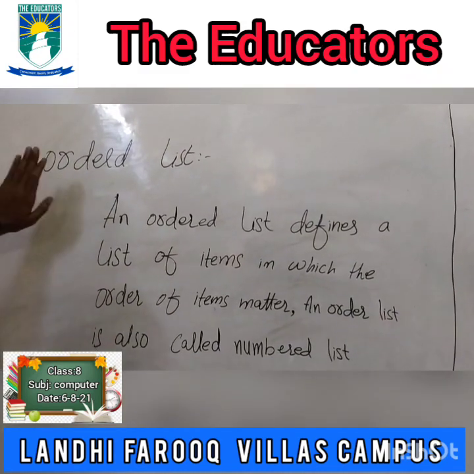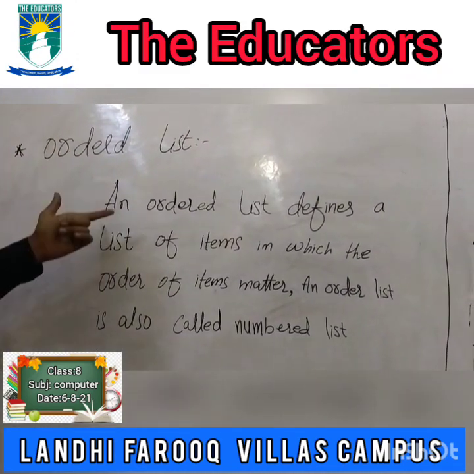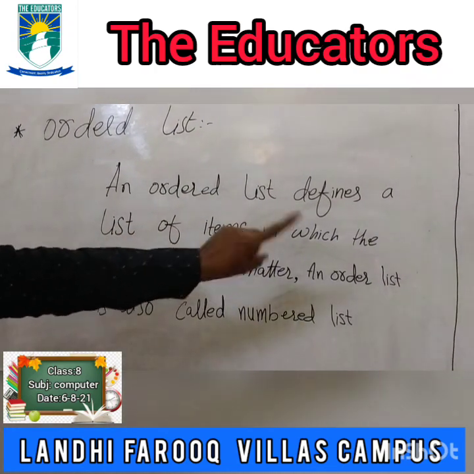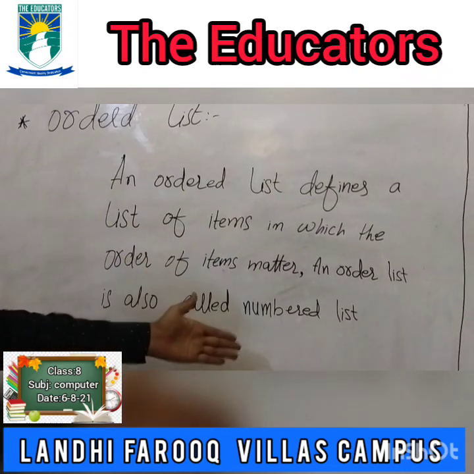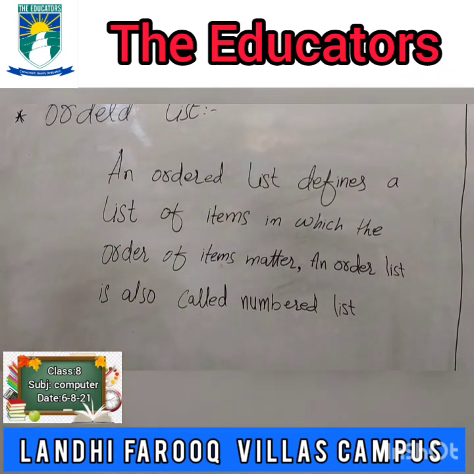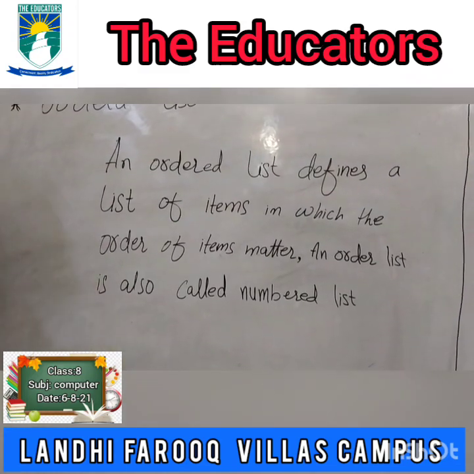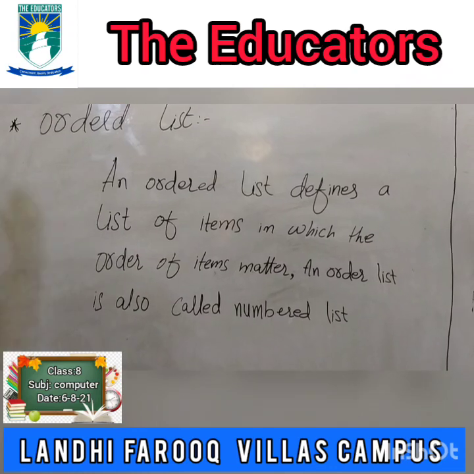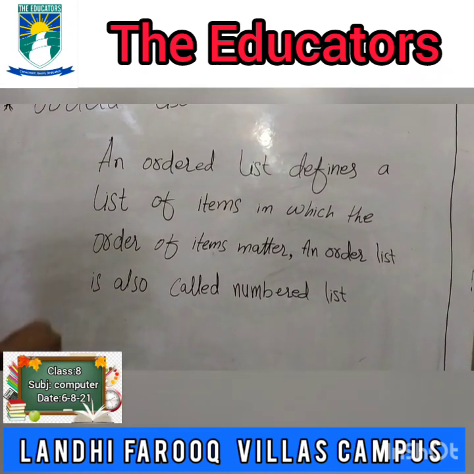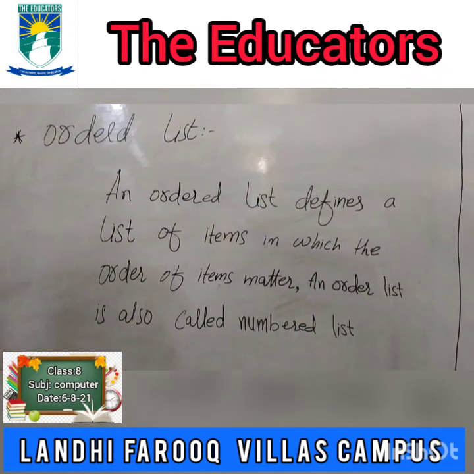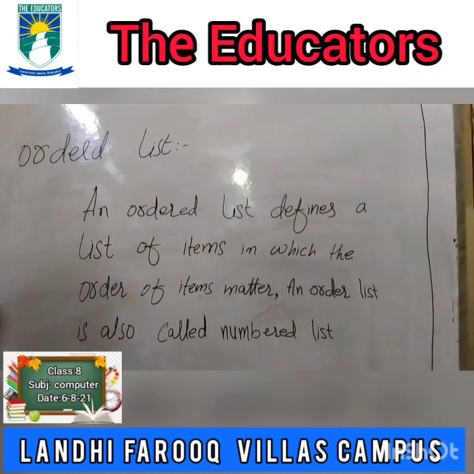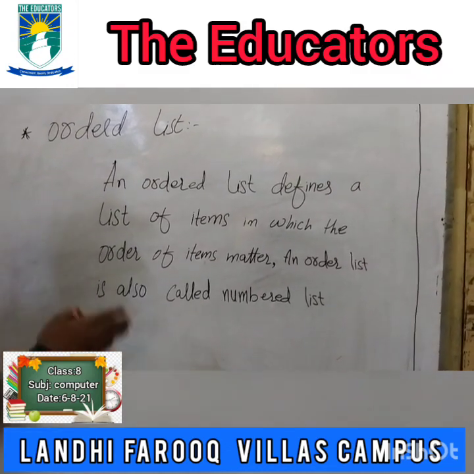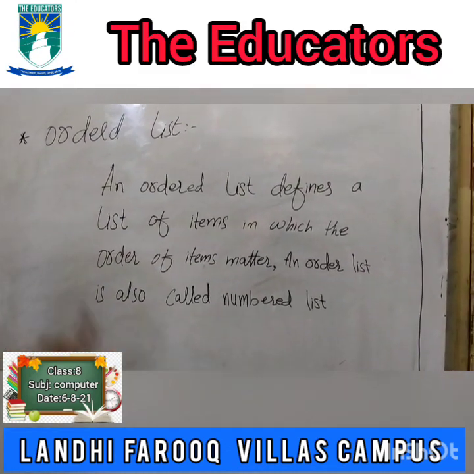Now the ordered list. An ordered list is defined as a list of items in which the order matters, and the ordered list is called a number list. The basic function of the ordered list is that it is connected with numbers and names. Examples are your home budget list and your school list.